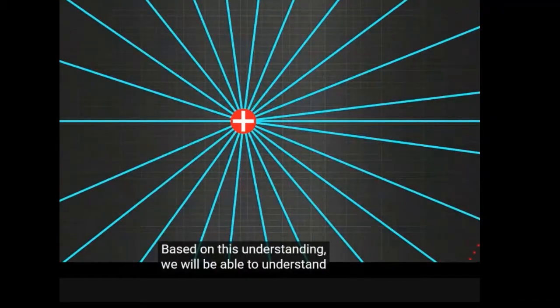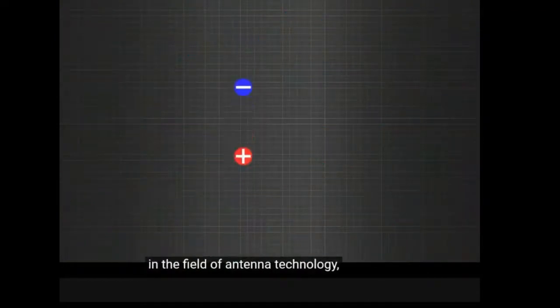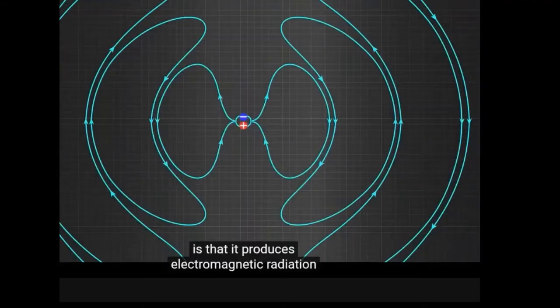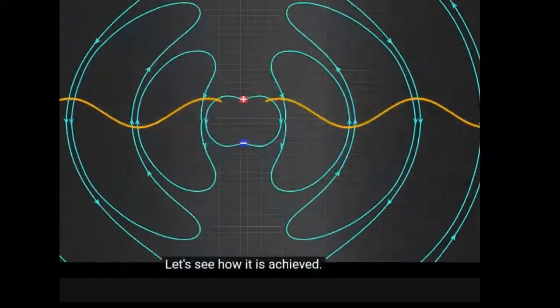Based on this understanding, we will be able to understand the most important experiment in the field of antenna technology, the oscillating electric dipole. The interesting fact about this simple oscillating dipole is that it produces electromagnetic radiation in a perfectly sinusoidal manner. Let's see how it is achieved.